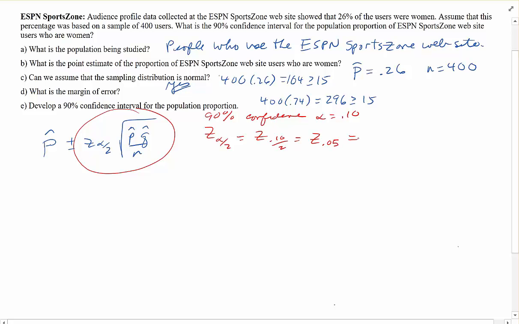Now I remember that as 1.645. This is a 90% confidence interval, and it's standard normal. So that number for all 90% confidence intervals won't change. But let's go to the standard normal table and see how you could get that.